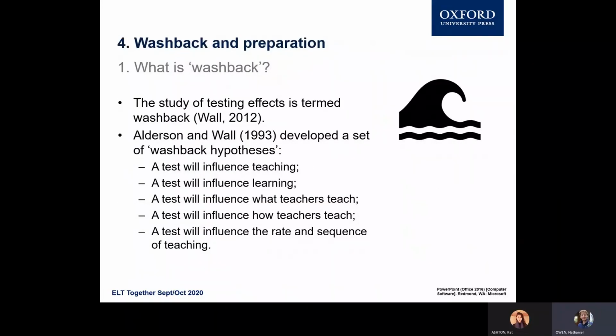And then, of course, we want to talk about washback today. Just to define washback, as we've already spoken about a little bit, this is the effect of testing on teaching itself. Alderson and Wall in 1993 developed a series of what they call washback hypotheses, which I think included a number of statements, of which five are included specifically here. And this is that a test will influence teaching, a test will influence learning, a test will influence what teachers teach, the test will also influence how teachers teach, and a test will influence the rate and sequence of teaching as well.